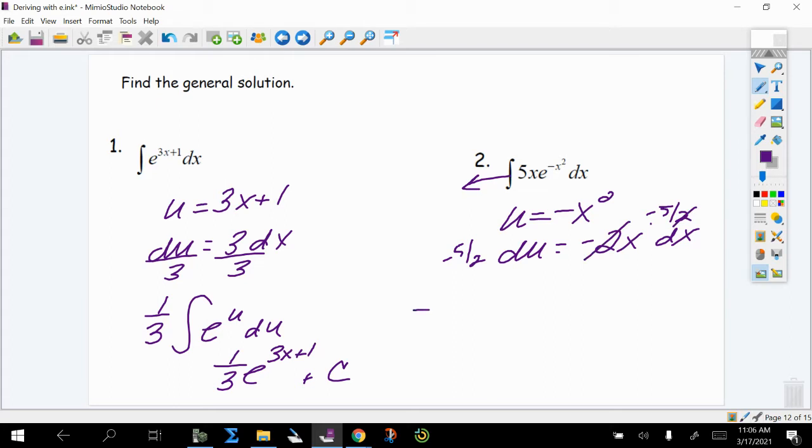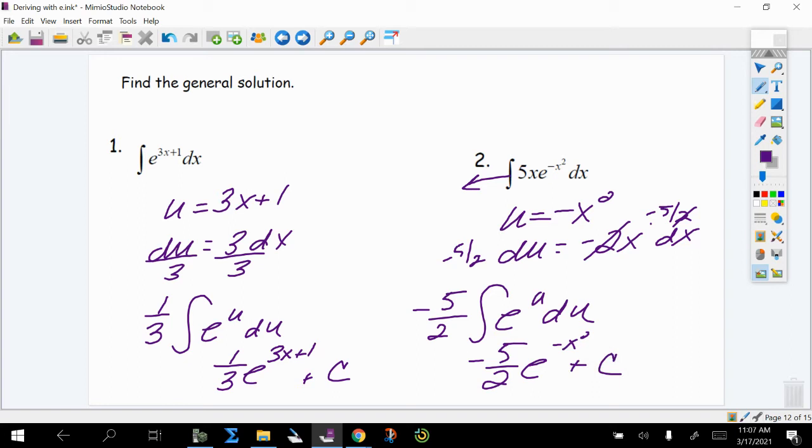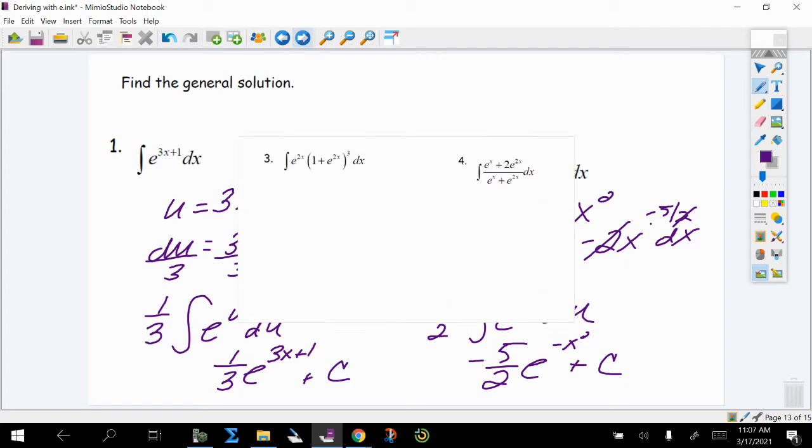So a couple ways you could do it. Either way, your coefficient should be negative 5 halves, whether you pull the 5 out first and then do the negative 1/2 adjustment or do it all at once. This is another e to the u because your u is just the exponent of your e. And so you get e to the u. So negative 5 halves e to the negative x squared plus c. So starting off with just that newest form, that newest model we're looking at, pretty straightforward.